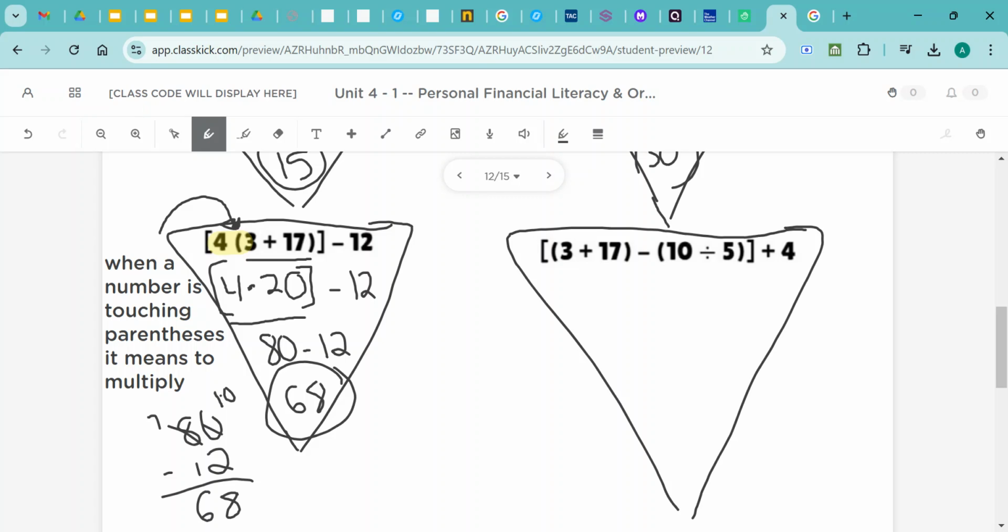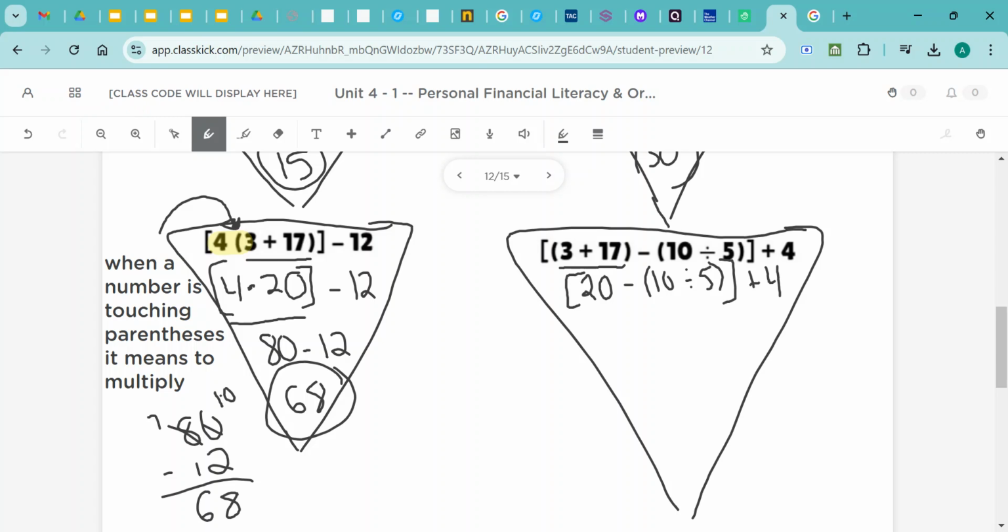I have brackets, and then inside the brackets, I have 2 sets of parentheses. Well, I'm just going to solve the parentheses on the left first. So 3 plus 17 is 20. Now, I didn't solve everything in the brackets, so I'm going to keep the brackets. I did solve 3 plus 17, so I'm going to get rid of those parentheses. Minus, parentheses, 10 divided by 5. Remember, whatever I haven't solved yet, I have to write exactly the same. Plus 4.